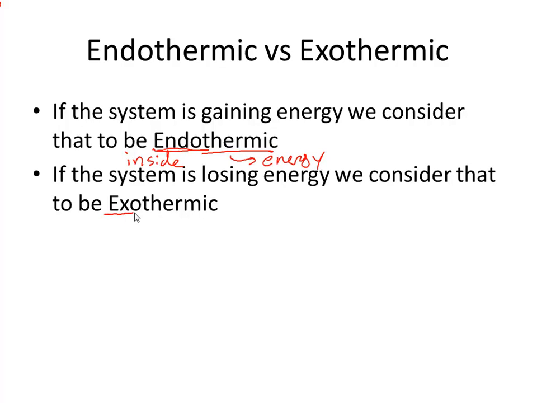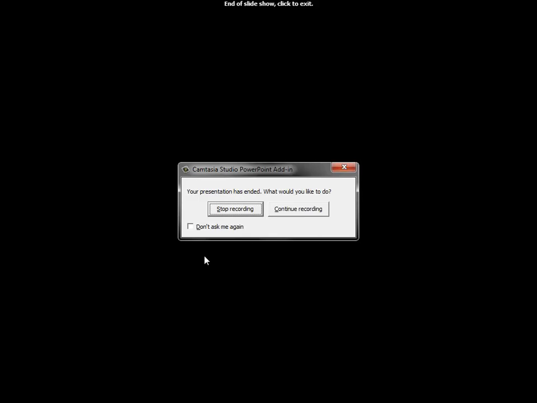Exo, what does exo mean? Outside. So you guys talked about these last year when you talked about classifications. You talked about organisms with exoskeletons, like lobsters or insects, and endoskeletons, like humans or fish. They have skeletons on the inside. So think about it like that. If it's exothermic, energy is going outside. If it's endothermic, energy is coming inside. So that's it. I will come back to that slide.